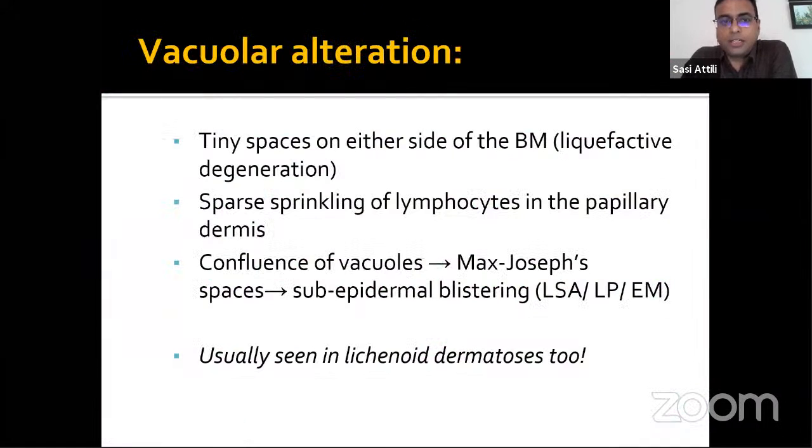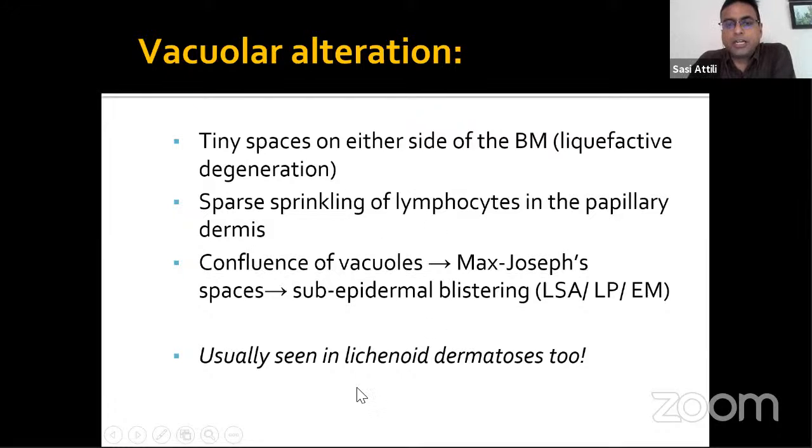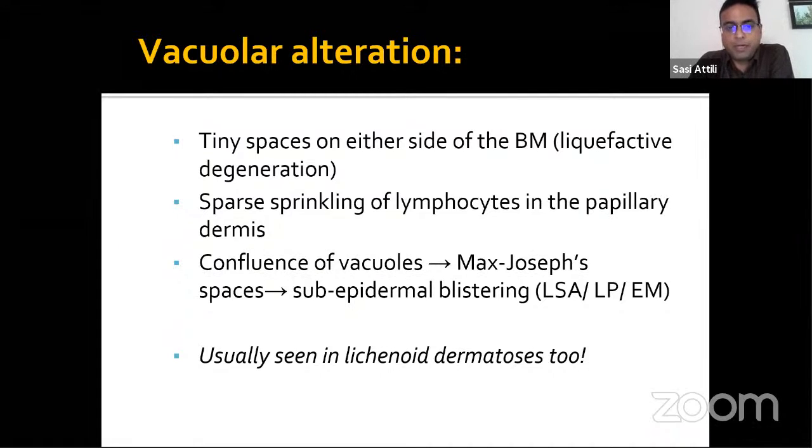Now, vacuolar alteration therefore refers to tiny spaces on either side of the basement membrane, often associated not with a band-like infiltrate, but just a sparse sprinkling of lymphocytes in the papillary dermis. A confluence of such vacuoles eventually leads to the formation of Max Joseph spaces or subepidermal blistering, as we call it in cases of LS, lichen sclerosus, lichen planus, and EM, erythema multiforme. However, having said that, vacuolar alteration is also seen in the so-called lichenoid dermatoses. So vacuolar alteration is not restricted to vacuolar interface dermatoses. It is present in both.